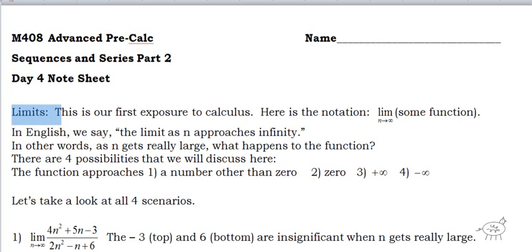And the notation, if you see the notation here, you'll see the limit as n approaches infinity. Now that n could go to any number, but we're going to talk about infinity because we want to say, as it gets bigger and bigger and bigger, what happens. So it's a limit, and in English we say the limit as n approaches infinity. It's all about approach. We don't get there.